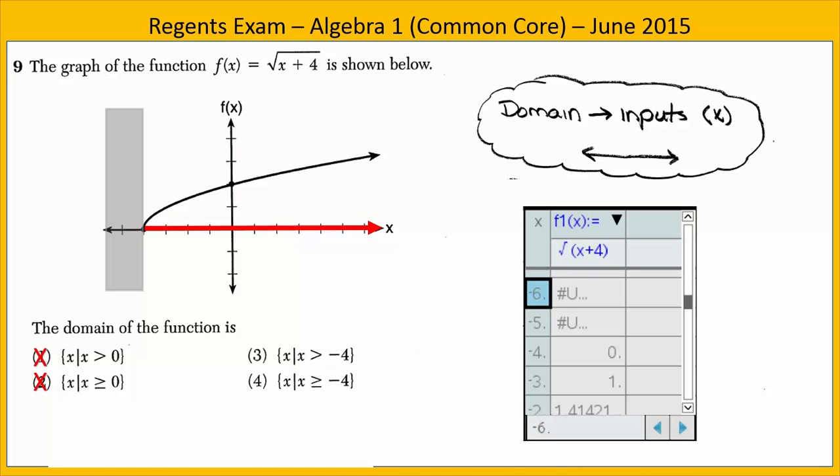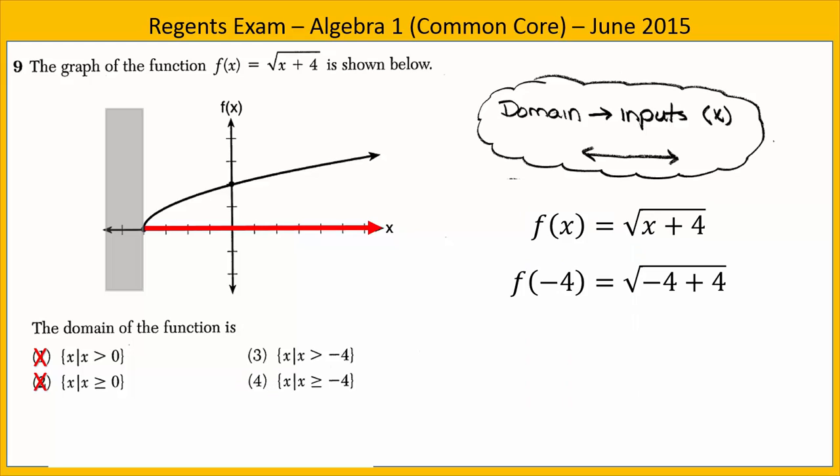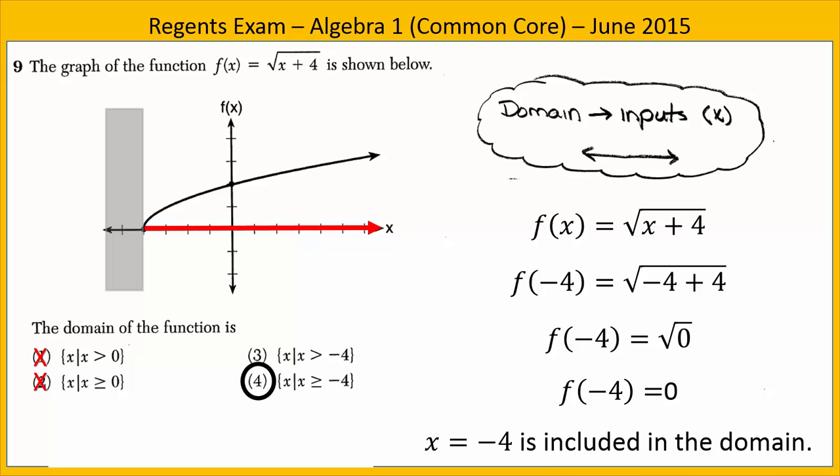If you weren't sure, you could always put the equation in your graphing calculator and look at the table. Notice that -4 is included in the domain. The output is 0. And so choice 4 is our answer. X is greater than or equal to -4. If you take a look at -4 and substitute it in, you could do that algebraically, you'd find that f of -4 equals 0. The input -4 gives you an output of 0, so -4 is included.